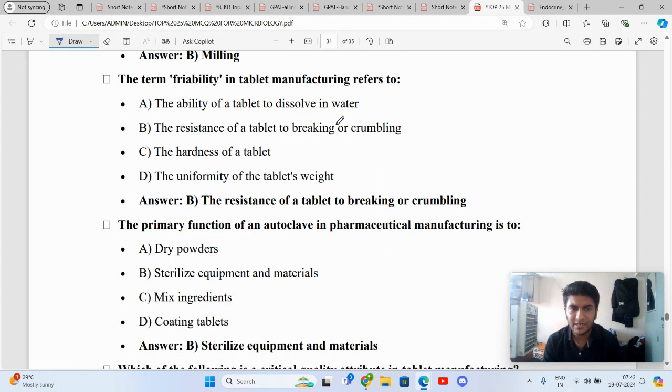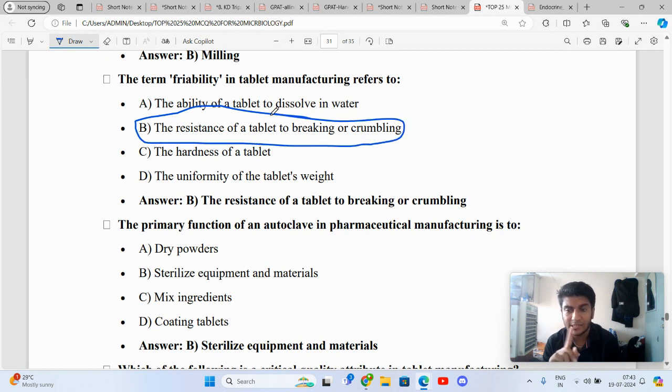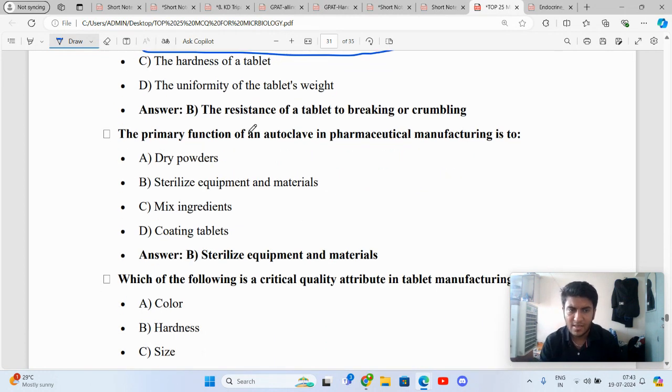Friability is basically a term in which you determine the resistance of a tablet to break, not the hardness of a tablet. For that, we have the Monsanto or Pfizer hardness test. The resistance to crumbling, the resistance to abrasiveness. The primary function of autoclaving is to obviously sterilize equipment.